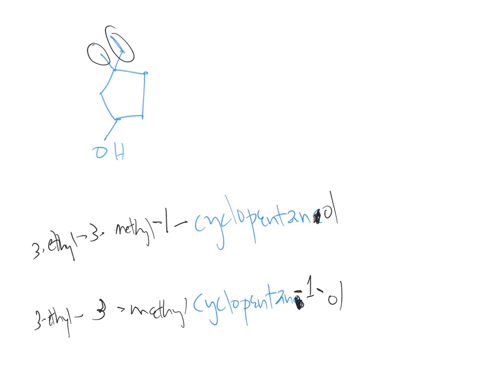So now I'm going to write out the name and give you a moment to draw it on your own. 4-propyloctan-2-ol, which by the way would be the same thing as saying 4-propyl-2-octanol.